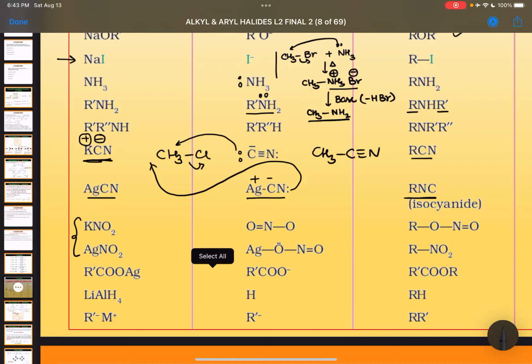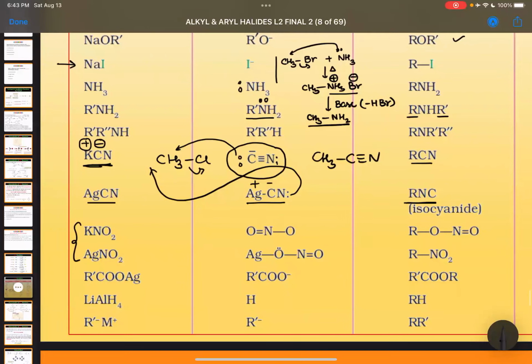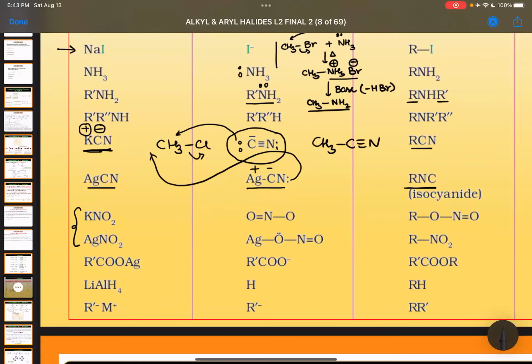And tell me what kind of nucleophile is this CN minus? What is the name for this kind of nucleophile? Ambident nucleophile. Ambidentate nucleophile, yeah, correct. Same is the case with nitrite ion, the O minus is going to attack. And in the case of Ag, the O minus is involved in the bonding, so nitrogen is going to attack.